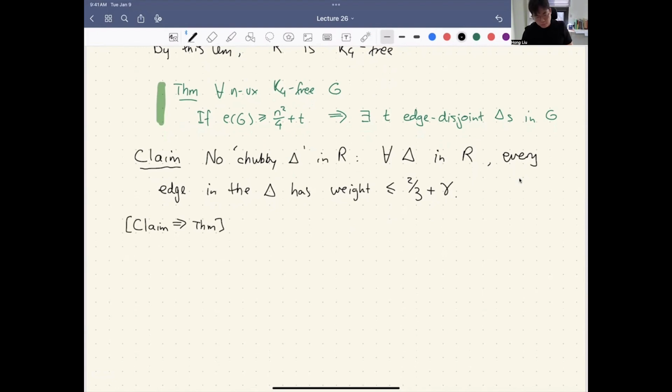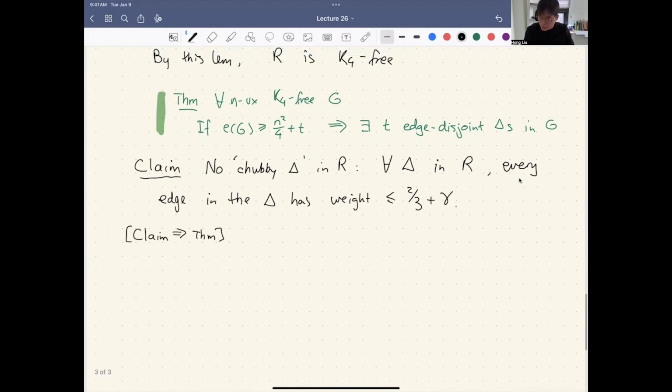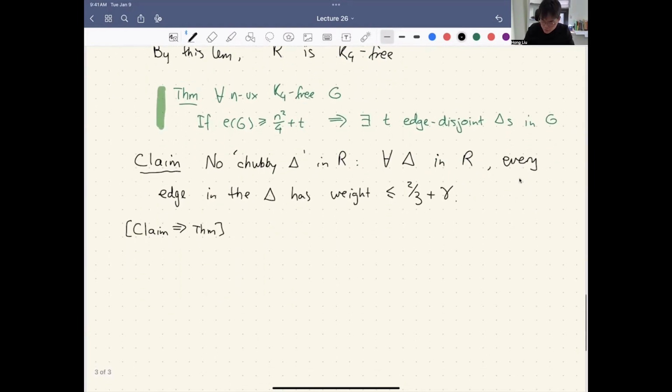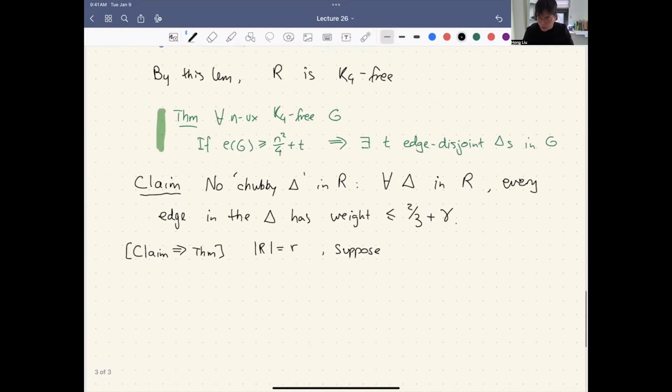Well, let's suppose our reduced graph R has r vertices. Then suppose R is K4-free. Now suppose the number of edges in R equals r squared over 4 plus t, for some t. t could be negative.